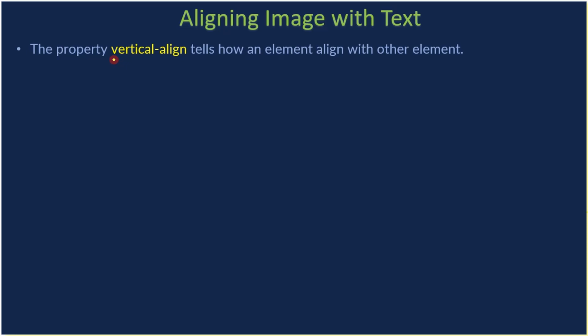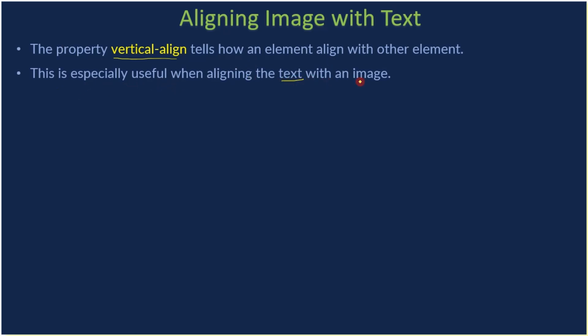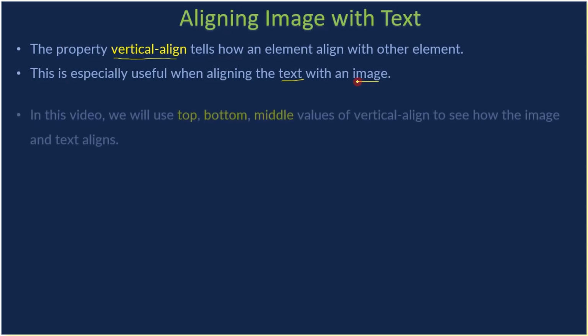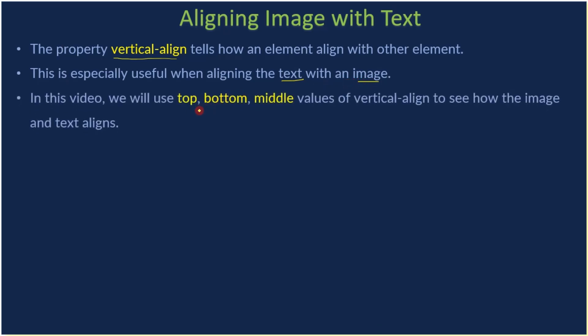The property is vertical align, which tells how an element aligns with another element. This is especially useful when aligning text with an image. In this video, we will use top, bottom, and middle values for vertical align and see how the image and text align together.